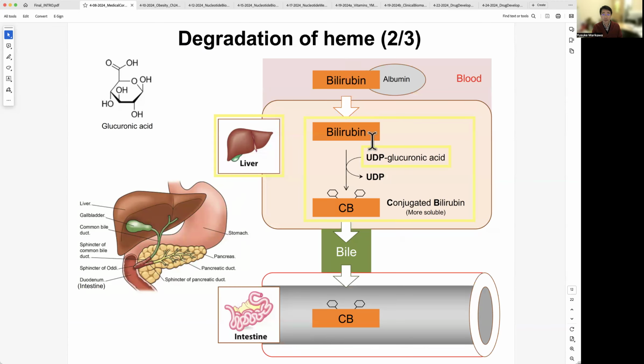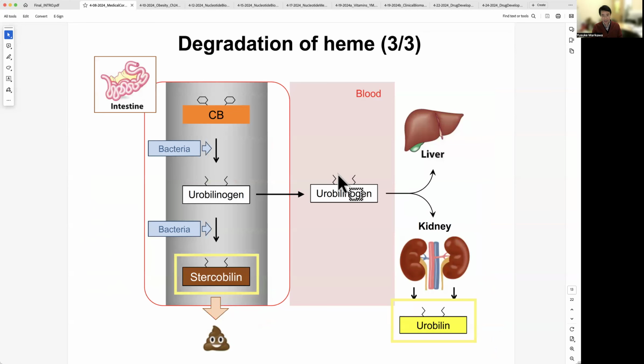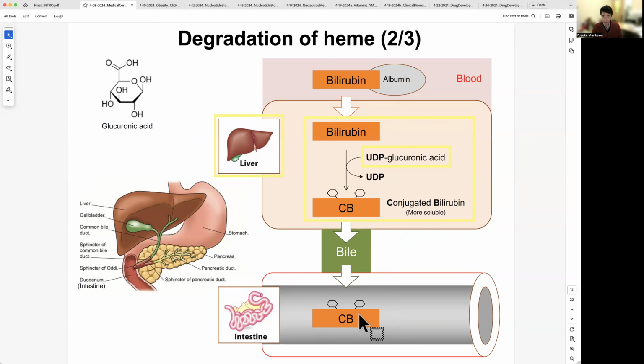Now this bilirubin is picked up by the liver. Okay, liver picks up the bilirubin from the blood and changes it into a more soluble form by conjugation. Okay, know that liver is responsible for conversion of bilirubin into a more soluble form. And here, this sugar called glucuronic acid is attached to bilirubin. That makes it more soluble. Okay? UDP-glucuronic acid is the substrate and transfers this glucuronic acid portion to this bilirubin. Okay? And, all right, it's going to the bile, to the intestine.